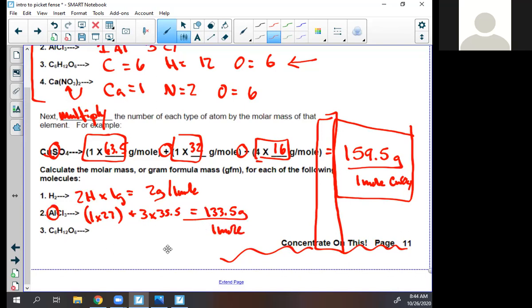And then here, I got this one. I know this answer is 180 in case the bell rings, but it is 6 times 12 plus 12 times 1 plus 6 times 16, and that will give you 180 grams per 1 mole. Okay, we'll do a few practice of these tomorrow to make sure they're locked in, and then we'll show you how they apply to what we were doing before with the weird math.